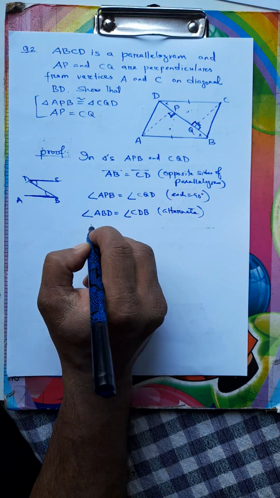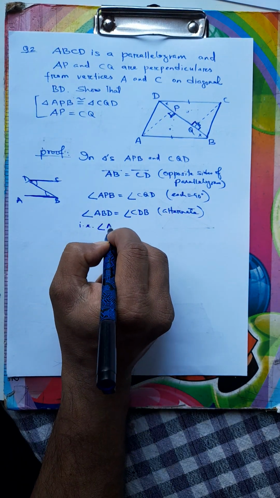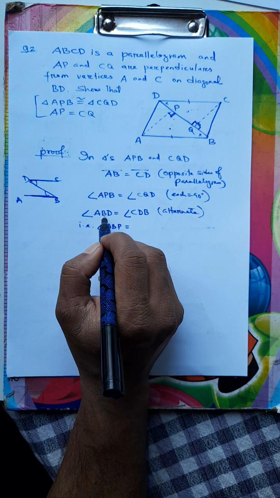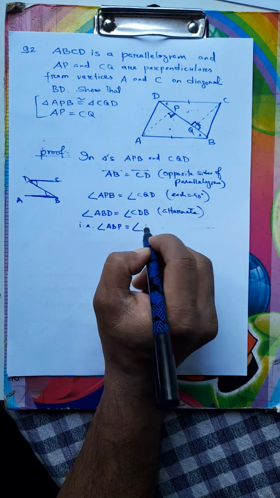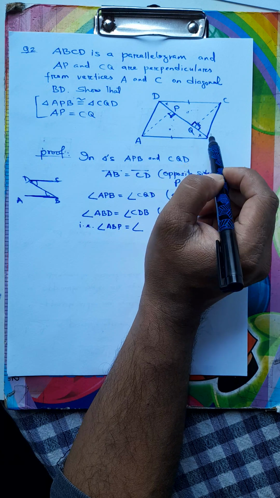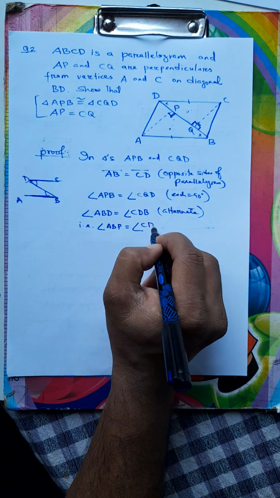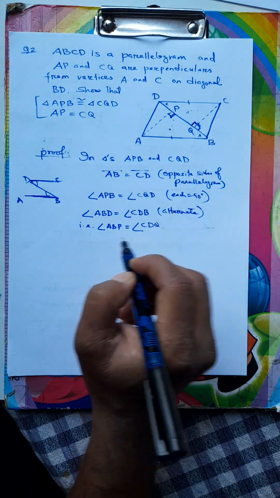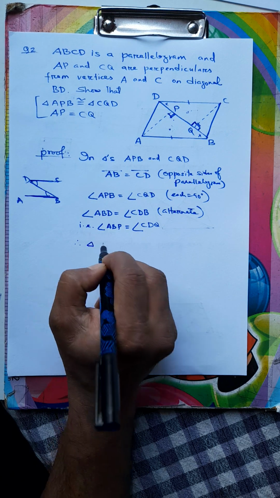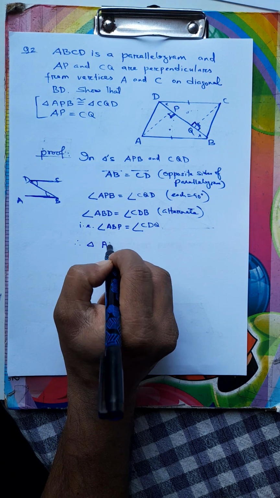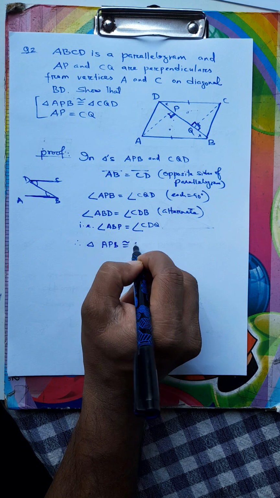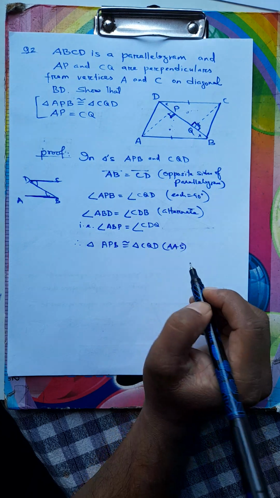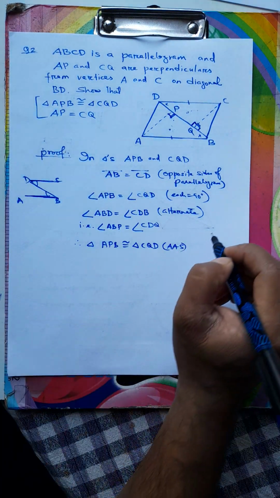Now what is ABD? That is angle ABP. For this triangle, we can name this angle as ABP. Then angle CDB means CDQ. Therefore, these two triangles are congruent by the AAS criterion. Therefore, triangle APB is congruent to triangle CQD by the AAS criterion, right? So these two triangles are congruent.